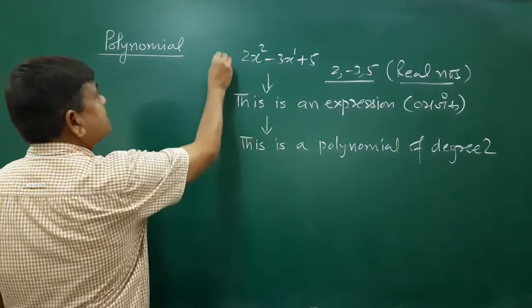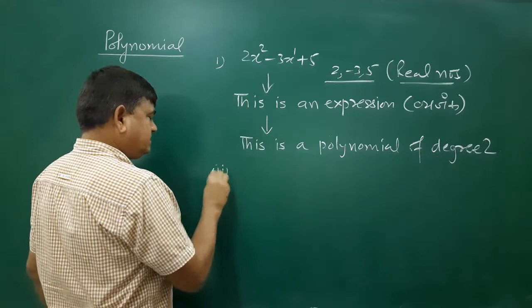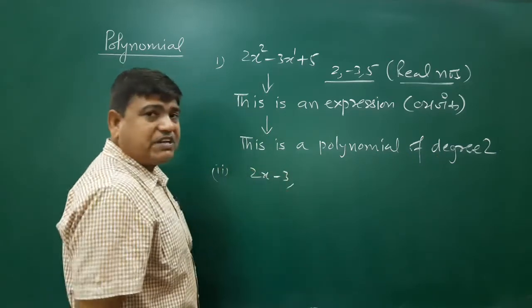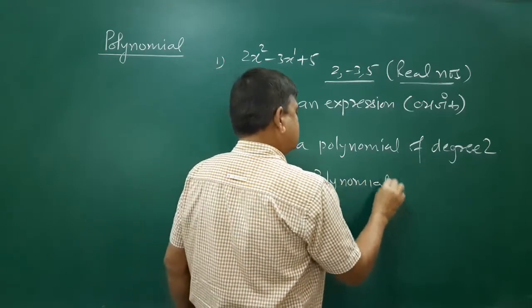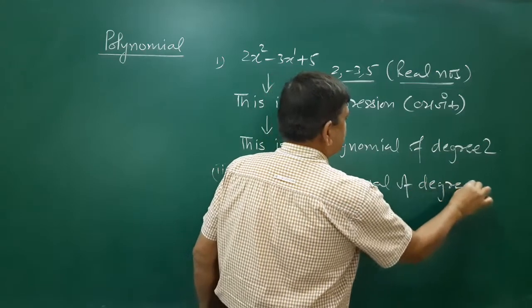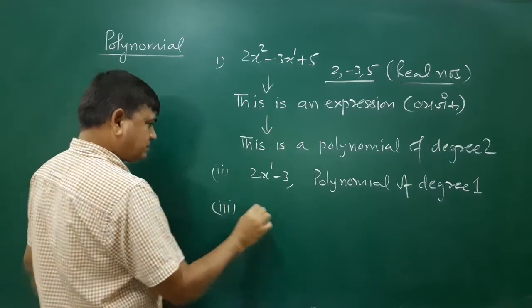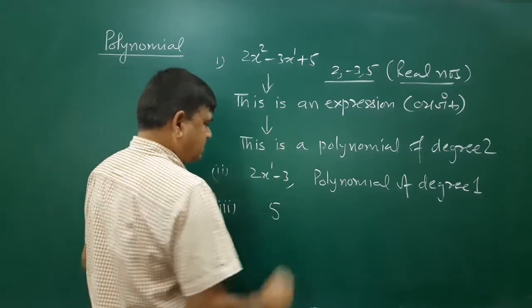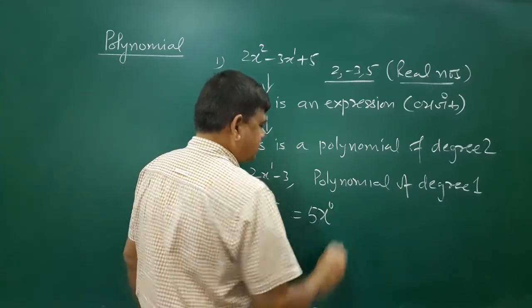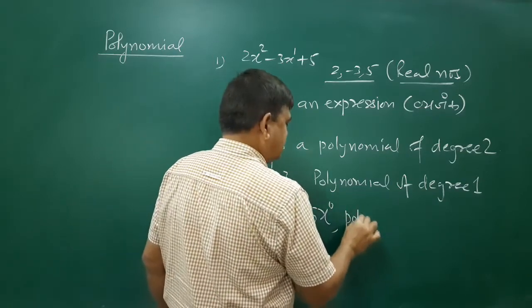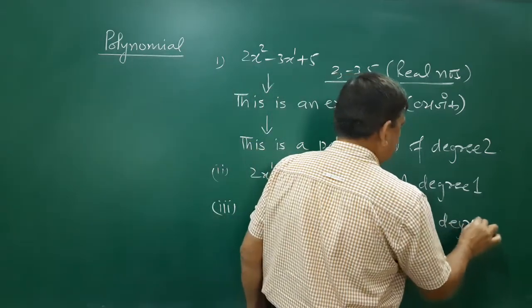So this one is a polynomial of degree 2. If I write 2x minus 3, this is a polynomial of degree 1. If I write 5, this can be written as 5 times x to the power 0, then this is a polynomial of degree 0.